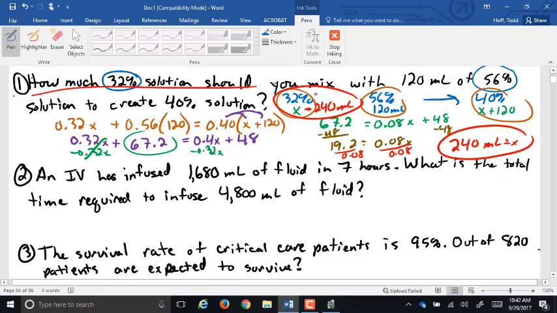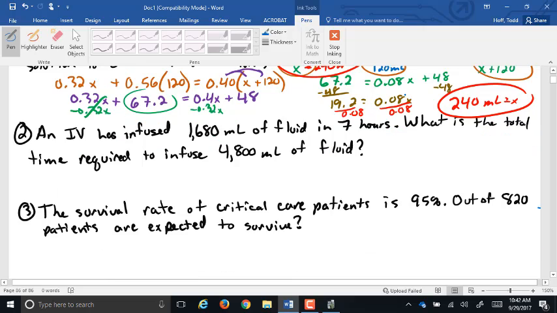Number 2, an IV has infused 1,680 milliliters of fluid in 7 hours. What is the total time required to infuse 4,800 milliliters of fluid? So we've got 1,680 milliliters in 7 hours. That's a rate because the units are different, but it doesn't matter. We can still use a proportion.